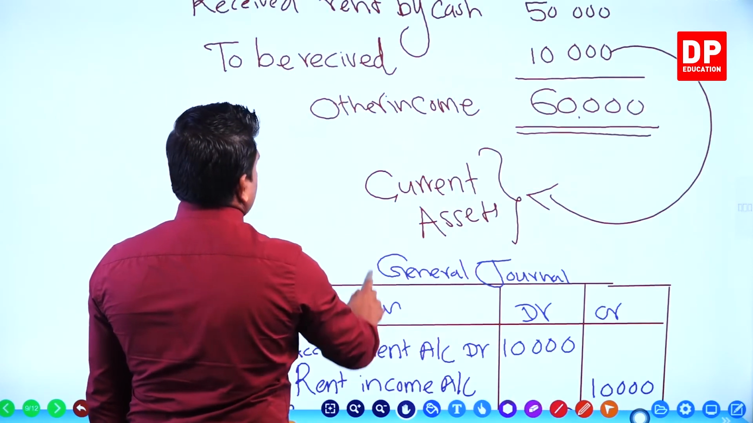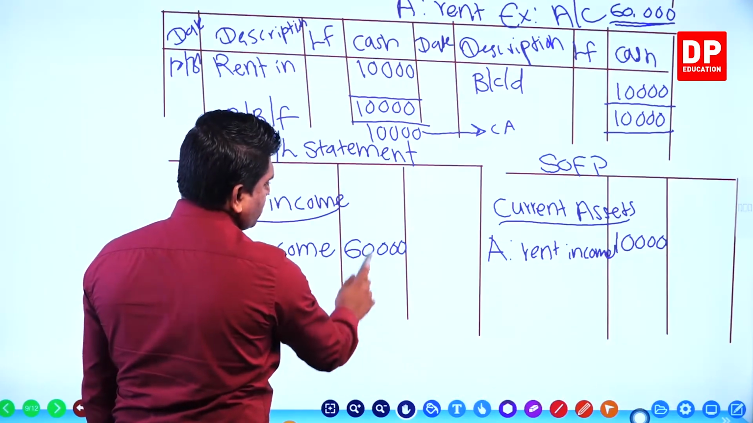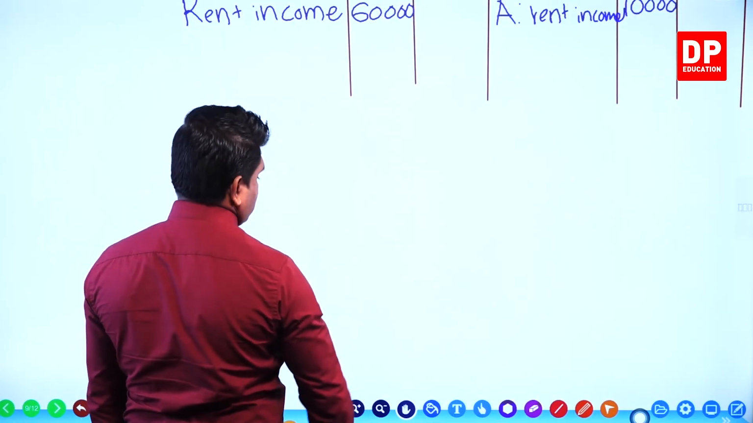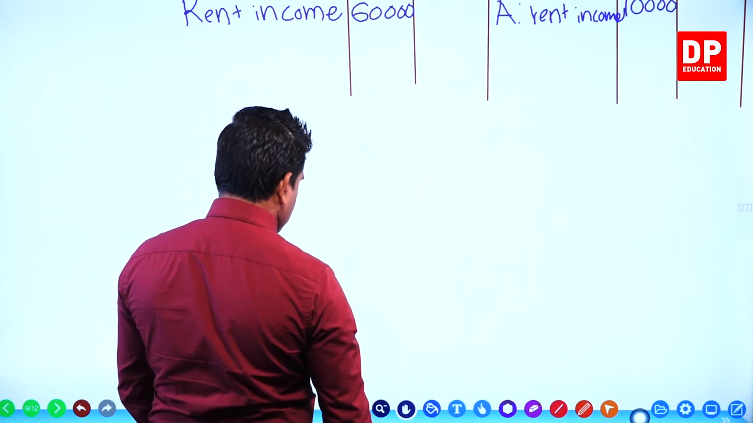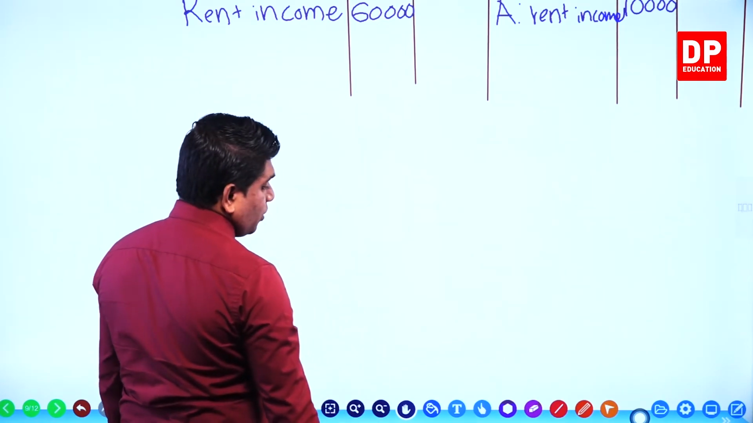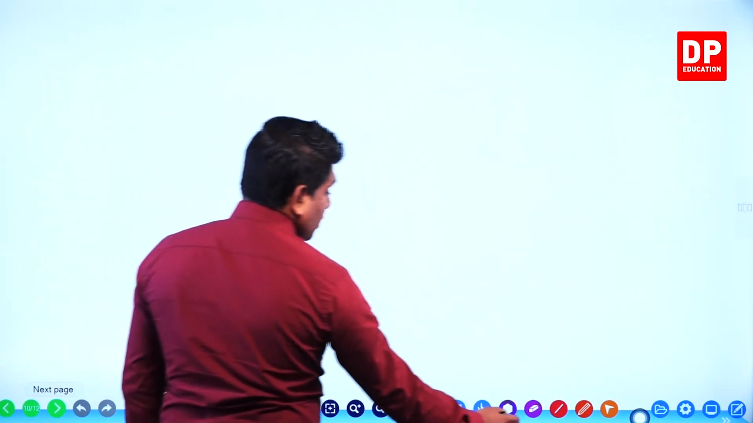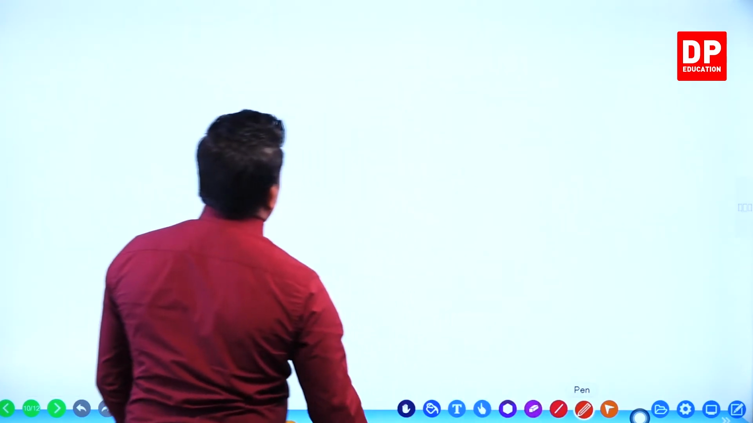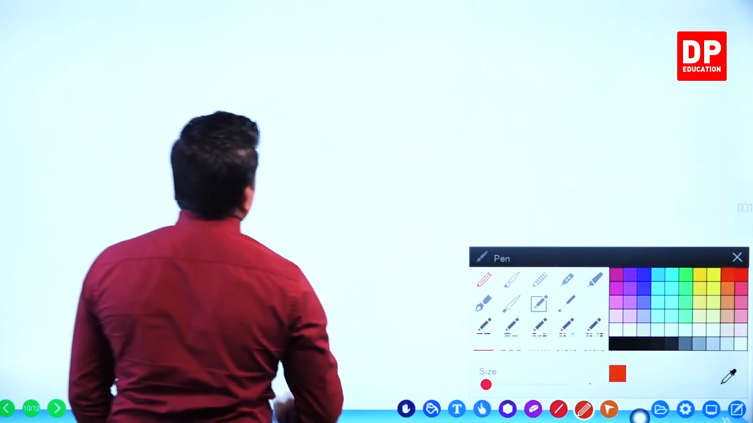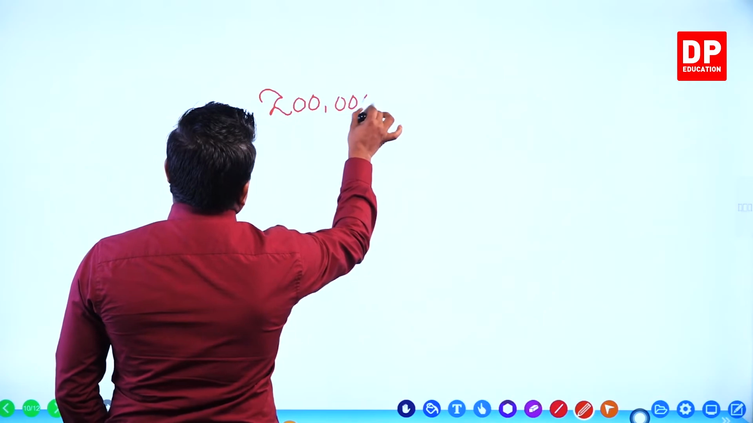200,000 fixed deposit, 200,000, right? 200,000 into 12. I use another color for the calculation. 200,000 into 12.